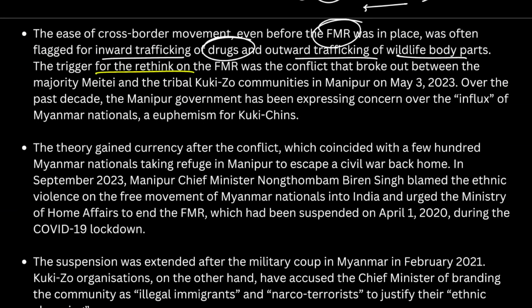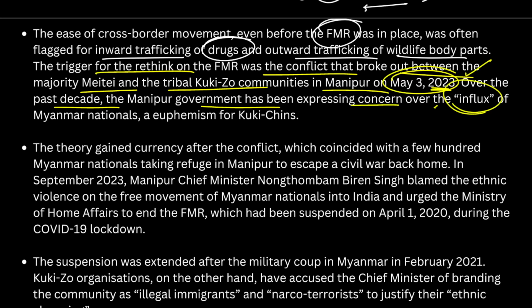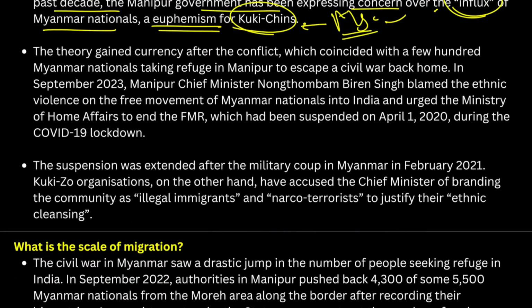So the trigger for the rethink on the FMR was the conflict that broke out between the Meitei and the tribal Kuki-Zo communities in Manipur on May 3, 2023. It has been going on since. Over the past decade, the Manipur government has been expressing concern over the influx of Myanmar nationals, a euphemism for Kuki-Chins. So Kuki-Chins are the people who live in Myanmar mostly and come to India, especially to Manipur. The theory gained currency after the conflict, which coincided with a few hundred Myanmar nationals taking refuge in Manipur to escape a civil war back home.